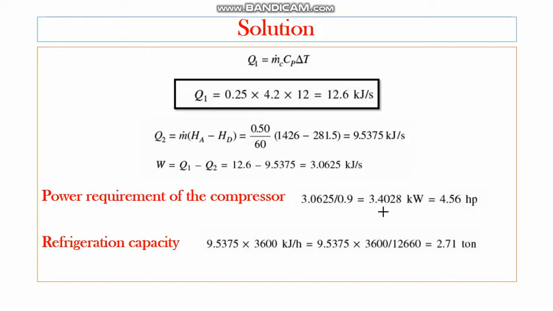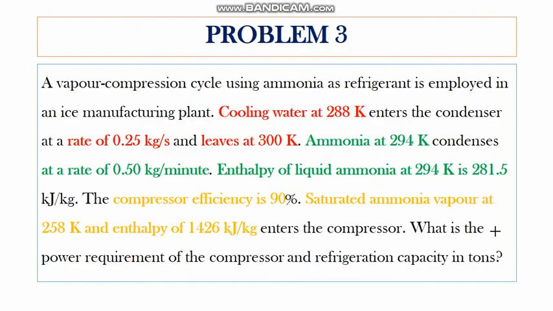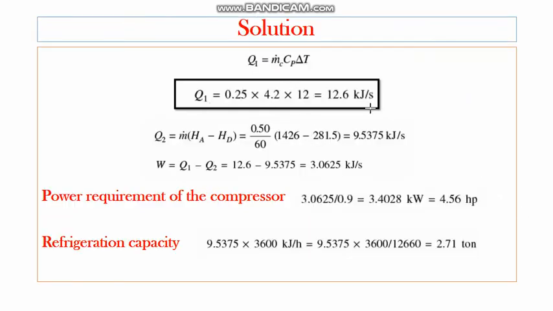Now we'll see the solution. First, we need to find Q1. Q1 is about the cooling water. It doesn't give any heat data directly, but you are given the flow rate and the temperature difference, what it is entering at and what it is leaving at. So my m dot, that is the flow rate, is 0.25, given in the question. We know the specific heat of water, for cooling water, 4.184, which can be rounded off to 4.2, and del T is the temperature difference. You are given 288 and 300 Kelvin, so the difference of these two is 12. So this is my Q1.